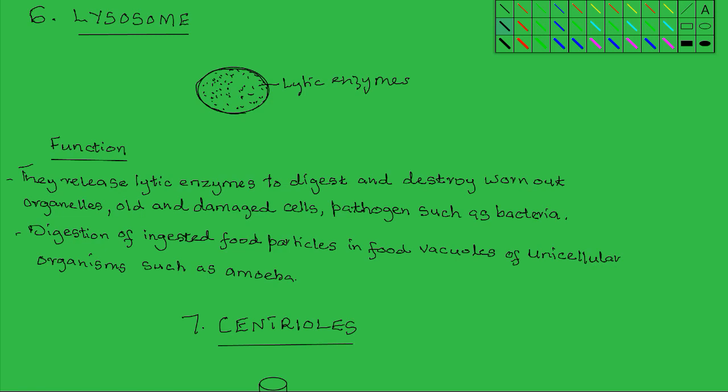So the lytic enzymes break down large molecules of proteins, carbohydrates and lipids. And this is what forms the main function of the lysosome. That is, when the lytic enzymes are released, they digest and destroy, generally, worn-out organelles within the cell, or even the entire old and damaged cells. The lytic enzymes also destroy pathogens. These are disease-causing microorganisms such as certain bacteria that may have entered the cell.